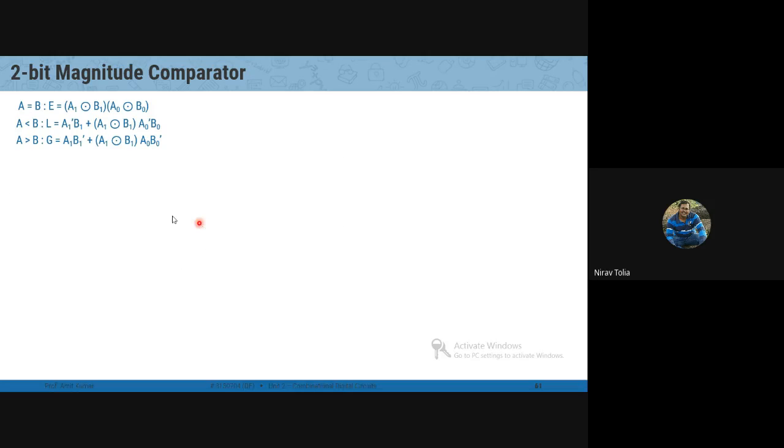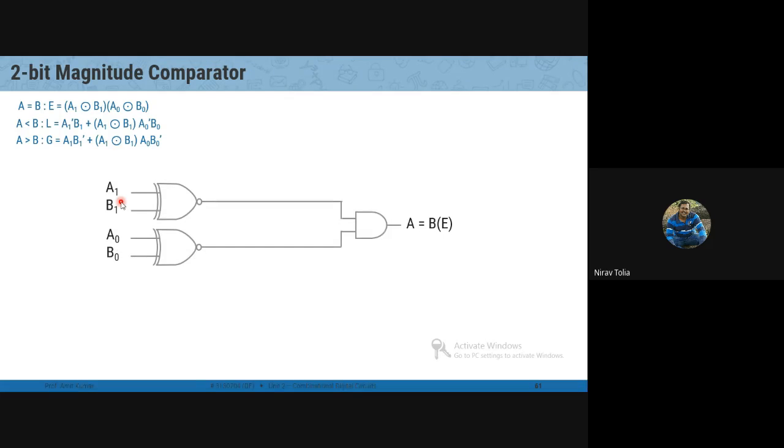So we have three equations. The first equation is for A equal to B, the second equation is for A less than B, and the third equation is for A greater than B. So this is the equation for A equal to B.